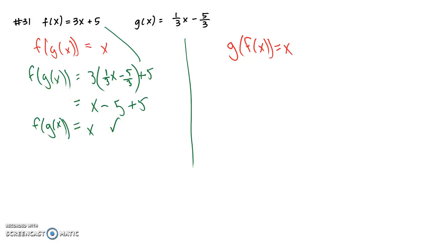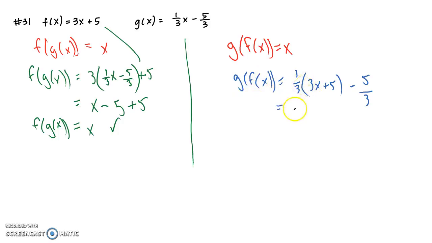Now I go the other way. How about g of f of x? So now I'm going to take my g function, and in place of my input, I'm going to put the f function, which is my 3x plus 5. This time I won't forget to continue on. So now I've taken g of f of x, and now I need to simplify.